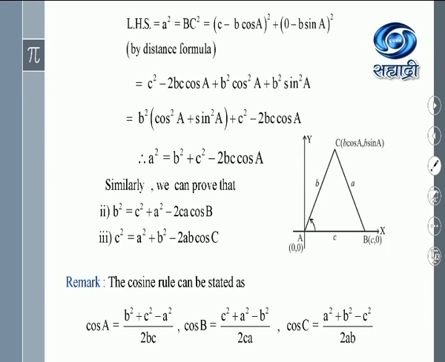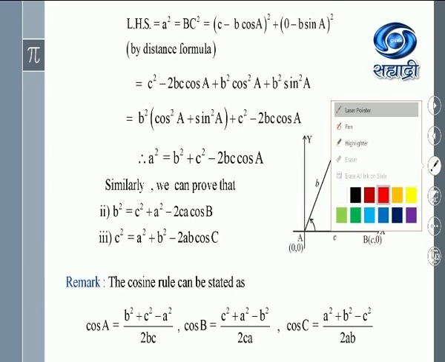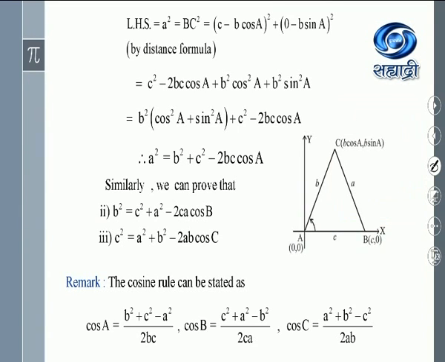Now, one interesting thing is, if we consider angle A as 90 degrees, then you will get the figure like this. This is A, this is 90 degrees, here you will get B and here you will get C. Now, cos 90 degrees is what? Cos 90 degrees is 0. Therefore, this term is 0. Right?